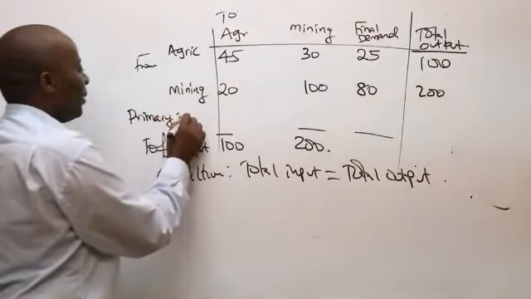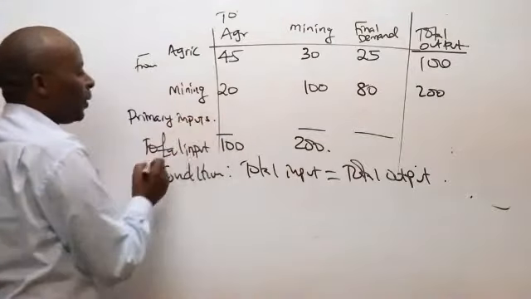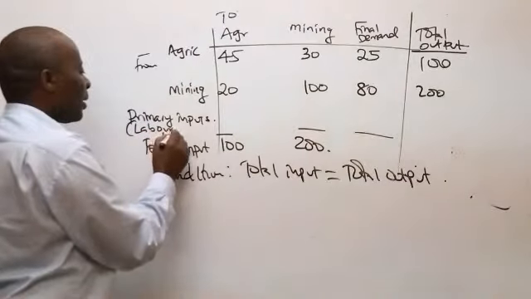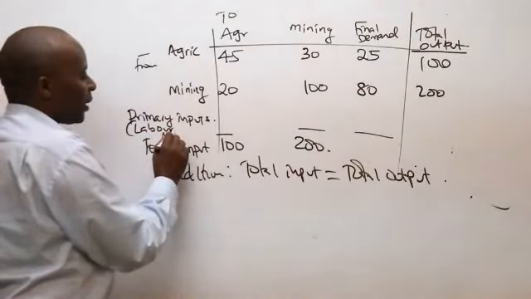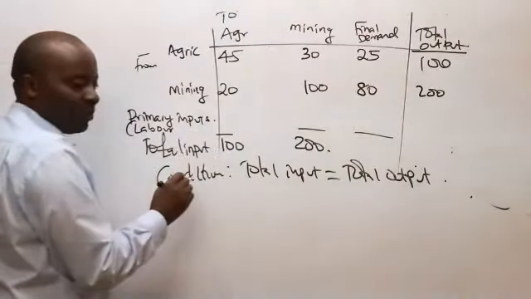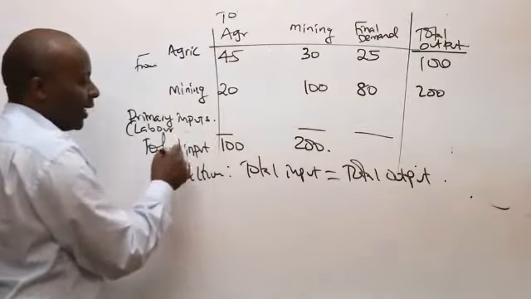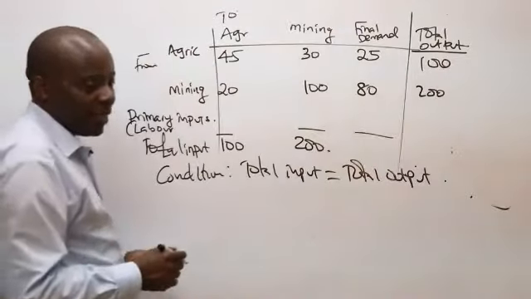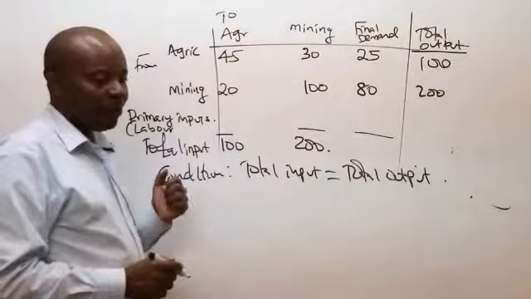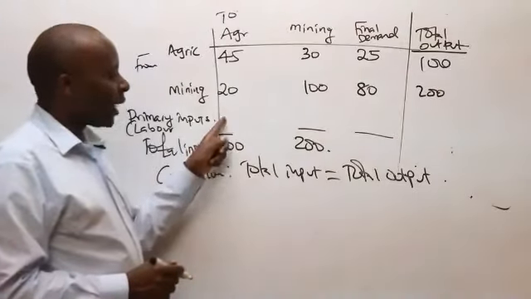The primary inputs will be constituted by things like labor, entrepreneurship, the factors of production, if you remember them. These can't be given by any industry. They are the primary, the essential inputs. So they should be the balancing figures.